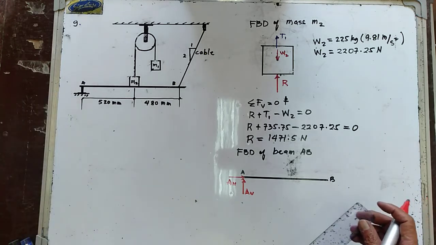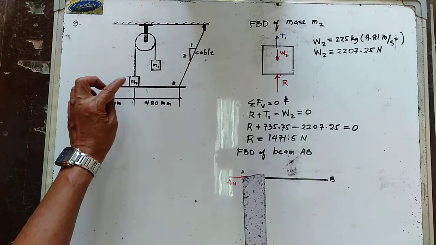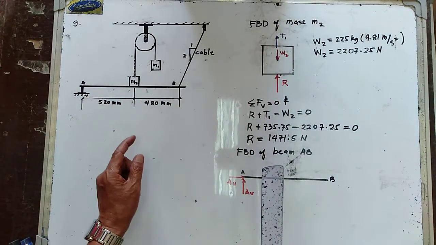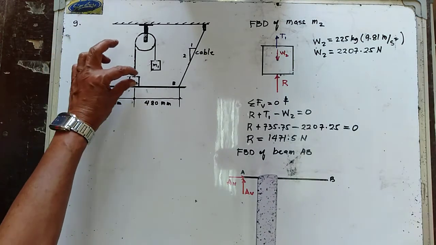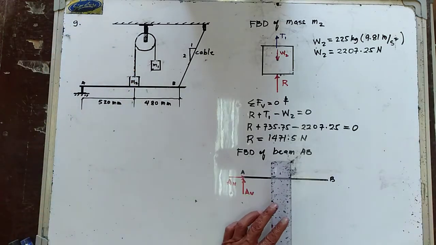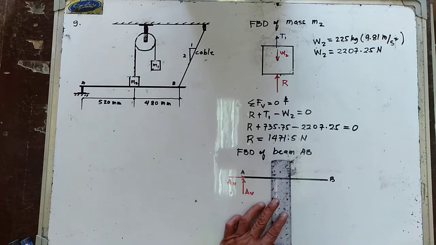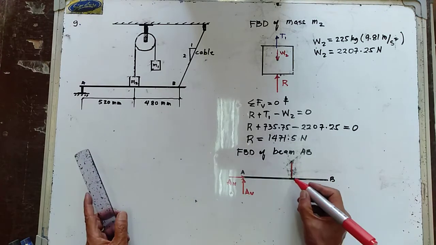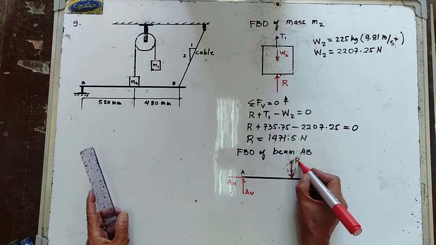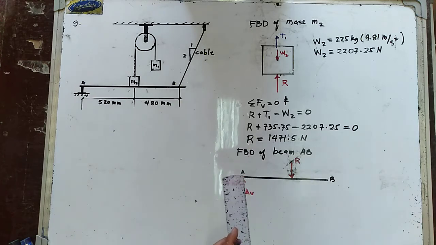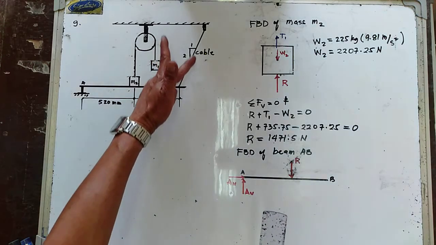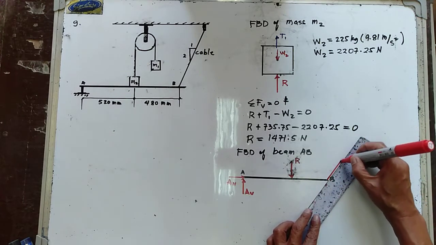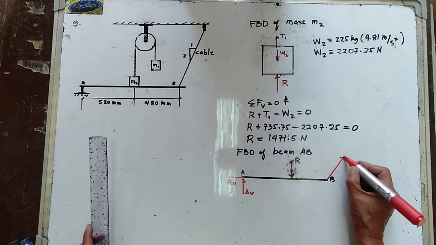So we now have the reaction between M2 and that of the beam. So this going upward in the weight M2, therefore it will go downward on beam AB. So this is now your reaction, which is equal to R. This is now the tension in the cable at point B.